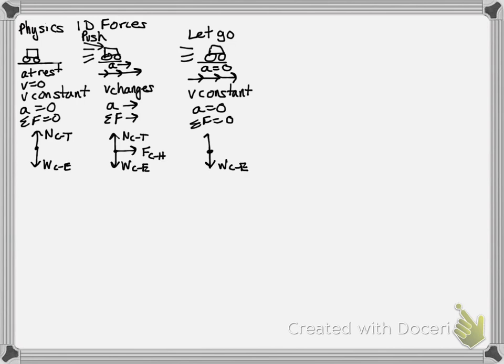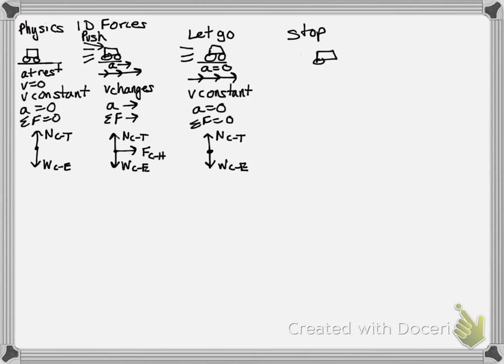We have still our weight vector. We still have our normal force balancing out the weight, that's holding the cart up so it doesn't crash to the floor. There is no longer a force to the right because the hand is no longer in contact with the cart. We don't have any force to the left because we said this is a frictionless track, so no friction. Or friction is small enough we can ignore it.